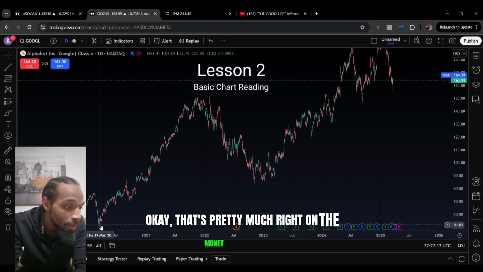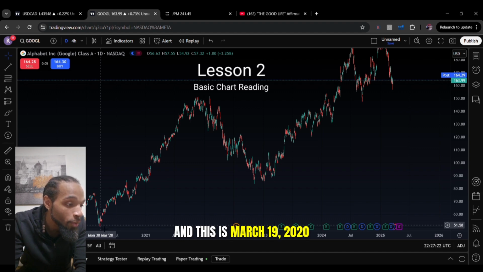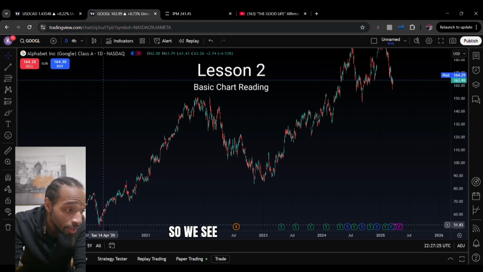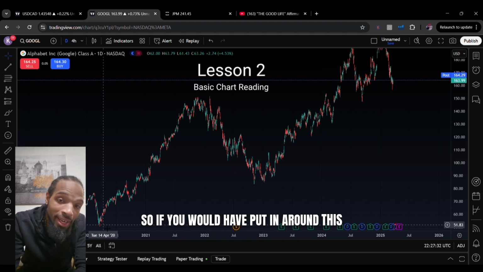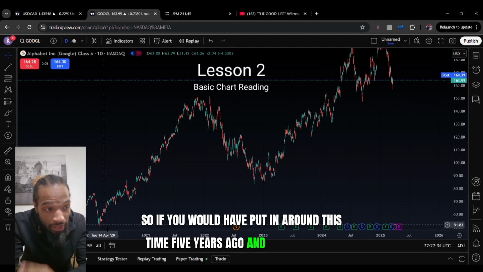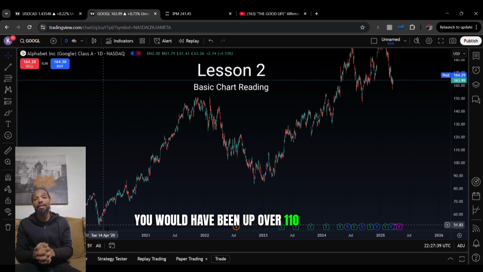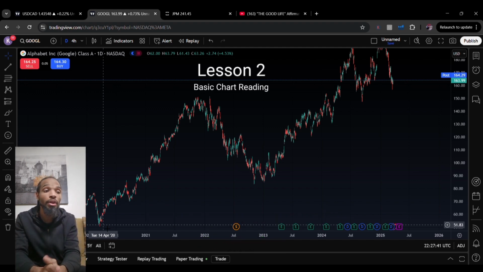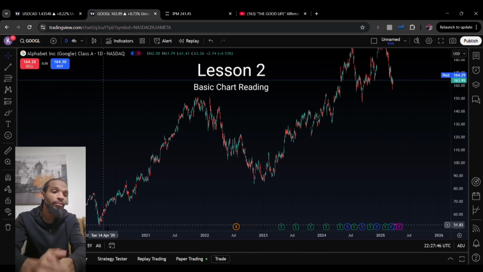Okay, that's pretty much right on the money right here. Because today is March 21st, 2025. So, and this is March 19th, 2020. So we see it was all the way, Google's stock was $51. So if you would have put in around this time 5 years ago and just let it sit, you would have been up over $110 worth of stock of Google. And whatever money you would have put in, you would have had a good profit.